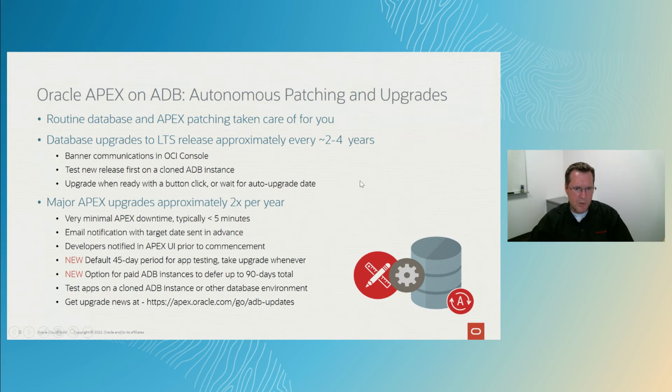Apex is a very similar story, except we do major upgrades of Apex a little more frequently. We do that typically two times per year. And we give you advance notification, email notifications, that an upgrade of Apex is coming. We also provide notifications to low-code developers who are actually working in the Apex environment, so they can save off their work. They know that one of these twice-per-year upgrades is coming soon. We provide all kinds of notifications so that you know this is coming soon.